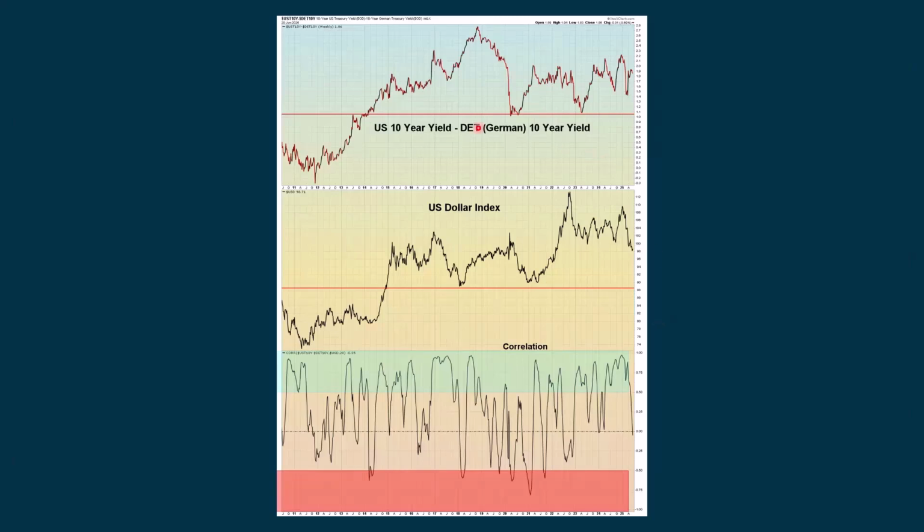And then we look at the 10-year yield in the US, subtracting the German 10-year yield. That gives us a line on the top. Then we plot the US dollar index, and we're seeing this correlation really starting to drop off here. Typically, this correlation will be pretty strong, but we're seeing a lot of geopolitical maneuvering, a lot of uncertainty about the trade wars and the tariffs, and lately this relationship has actually started to drop off.